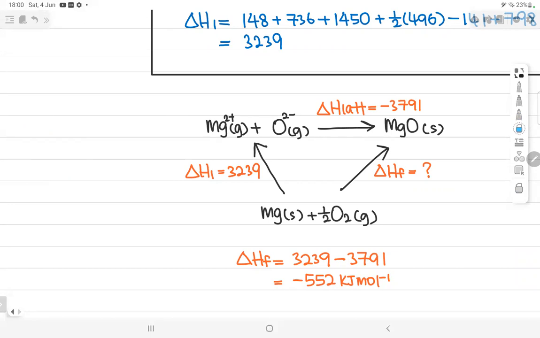You will understand even better when I show you some past year questions related to the Born-Haber cycle in lesson number 3. In our next lesson, I'll show you some past year questions that are related to this particular concept. Then you can see exactly how to apply the right concept to solve the question.